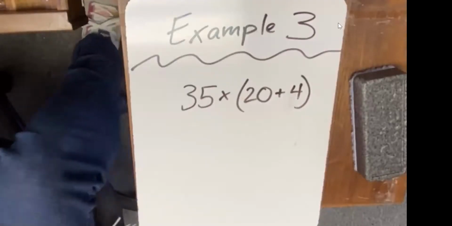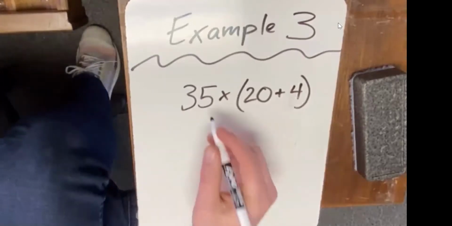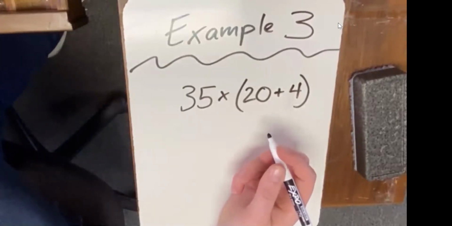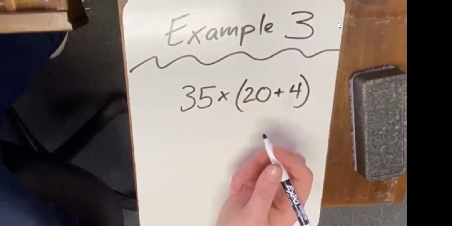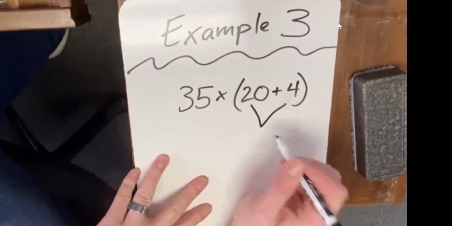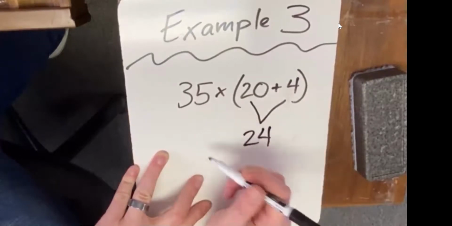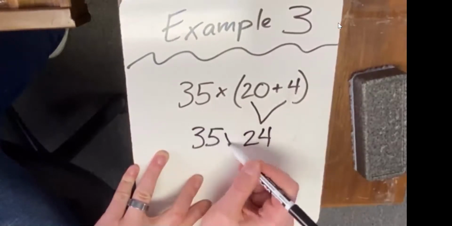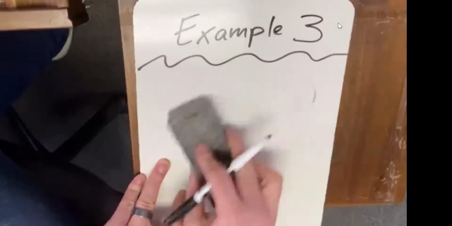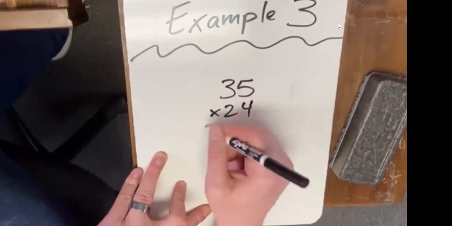All right, guys, so example 3, this is our last example that we have. So we have 35 times the quantity 20 plus 4. All right, so we are going to work in order of PEMDAS. So we're going to start with parentheses. So we will start with the 20 plus 4, which is 24. Then I need to bring down my 35 and my multiplication sign. So I'm left with 35 times 24. So let's write that out. And an easier way to understand, 35 times 24.